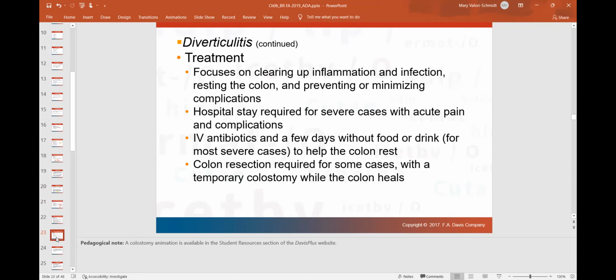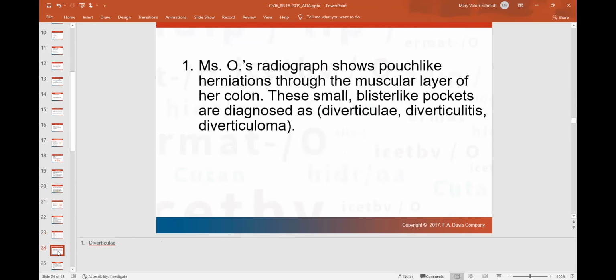And the treatment would be clearing up the inflammation and infection, resting the colon. So usually there'll be NPO, no food or drink, IV antibiotics, IV fluids. If it's really bad, they may need surgery. So Ms. O's radiograph shows pouch-like herniations throughout the muscular layer of her colon. These small blister-like pockets are diagnosed as, they are diverticuli.